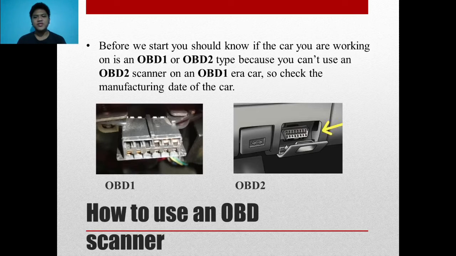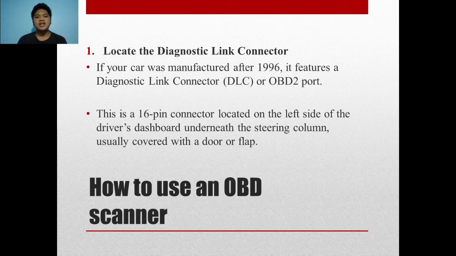How to use an OBD scanner. Before we start, you should know if the car you are working on is an OBD1 or OBD2 type, because you can't use an OBD2 scanner on an OBD1 era car, so check the manufacturing date of the car. Locate the diagnostic link connector. If your car was manufactured after 1996, it features a DLC, or OBD2 port. This is a 16-pin connector located on the left side of the driver's dashboard underneath the steering column, usually covered with a door flap.